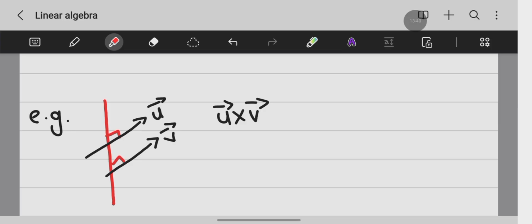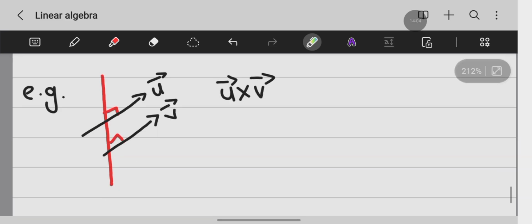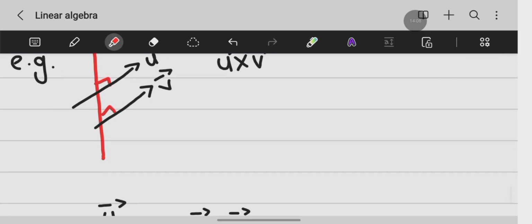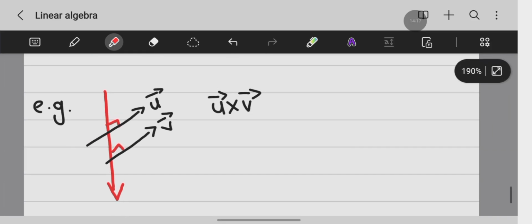So what you do is you point your fingers in the direction of the first vector. In this case, our first vector is U, right? Because you're starting with U. So you point your fingers in the direction of that. Obviously, you have to use your right hand. And then you curl your fingers towards the second vector, so V. And then the thumb points in the direction of U cross V. Right? So now that means our perpendicular vector, or the cross product of U and V, points in the negative direction. So it points down, right?